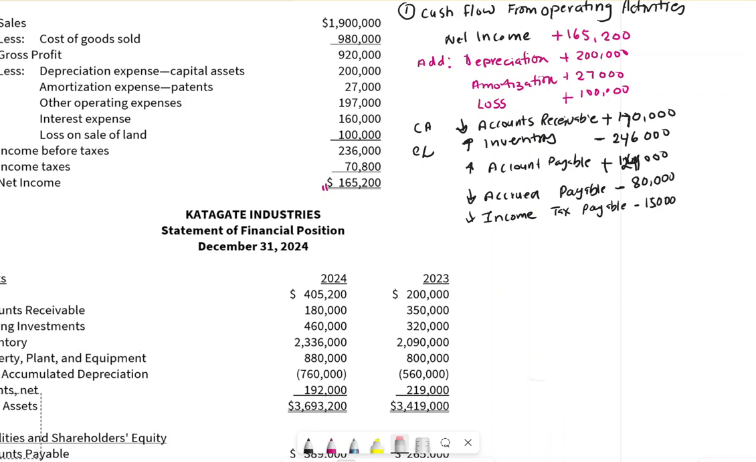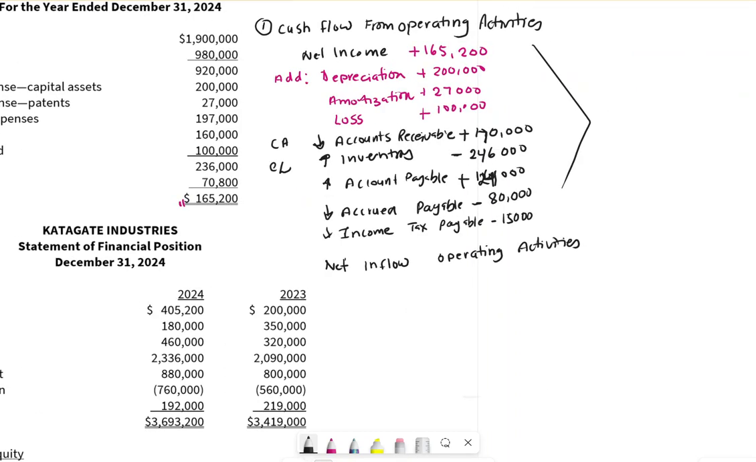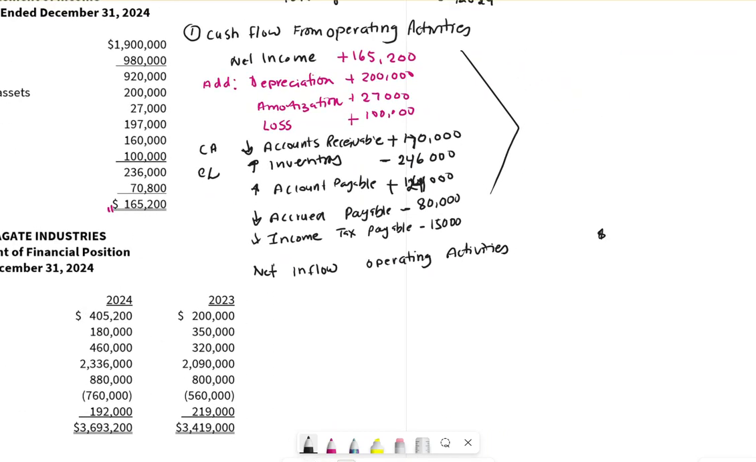Once you've done the operating activities, you have to add or subtract what we have, and we could have a net inflow or an outflow. If the number is positive, it's an inflow. If it's negative, we call it an outflow. In this case, the number is positive, and I already worked it out. We'll say net inflow from the operating activities, and the number in there is 445,200.